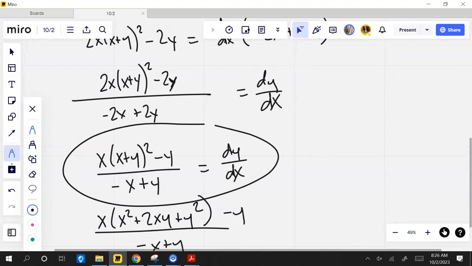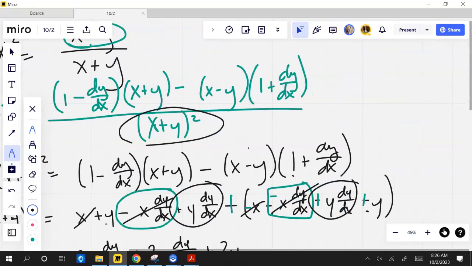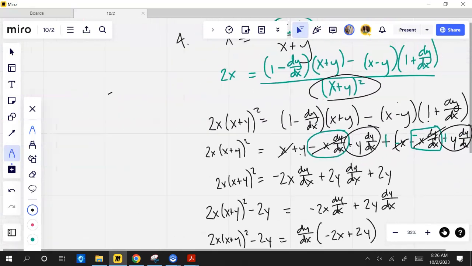But technique-wise, do y'all understand how we got dy dx by itself? Okay. Give me another one. Look at that beautiful problem.